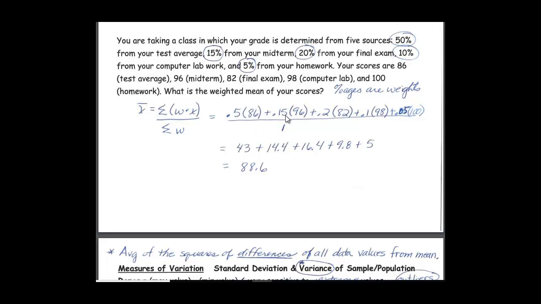15% comes from the midterm. This person earned a 96 in the midterm, so when I calculate that, we have 14.4 percentage points comes from the midterm. And we go on to calculate what comes from the final exam, the computer work, and the homework. So we add up these percentage points to come up with a total of 88.6% earned for this class.